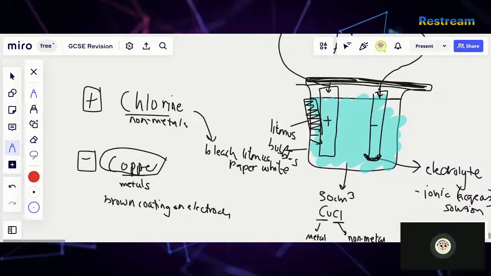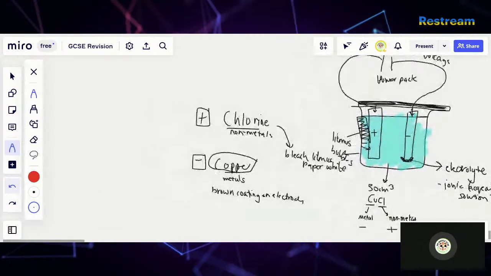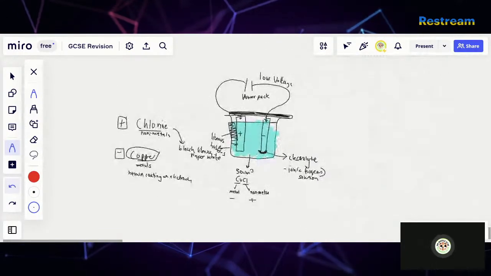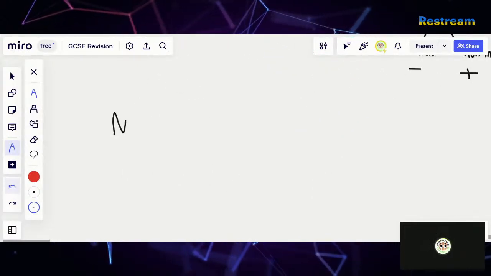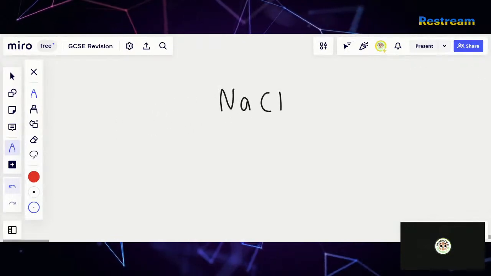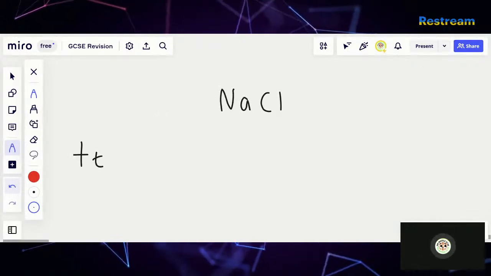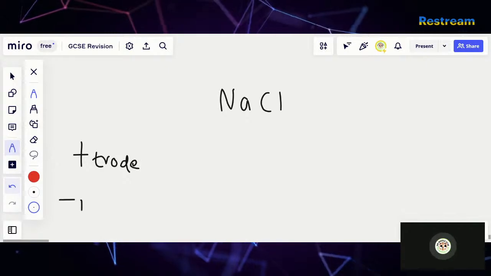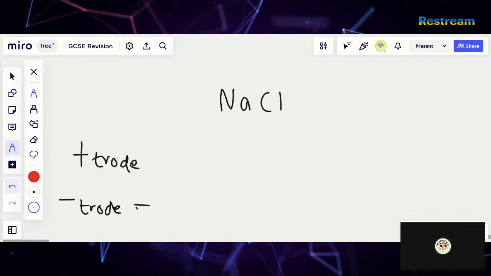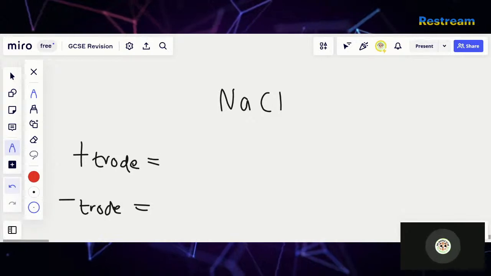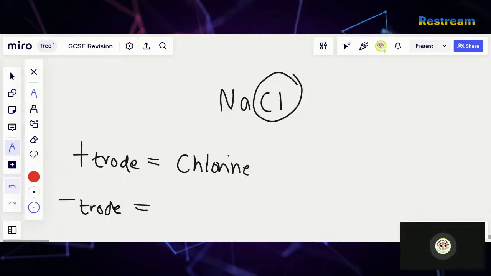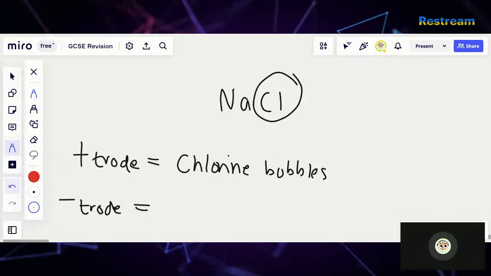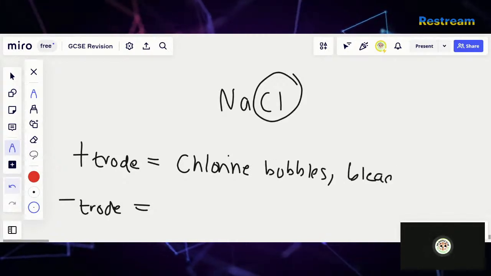Now let's just show you another example of electrolysis with sodium chloride, because sodium chloride is often used in exam questions as an example. So when we have sodium chloride and we have the positive electrode and the negative electrode, at the positive electrode, we'll see the chlorine. And as we said, we see chlorine bubbles. It also bleaches litmus paper.